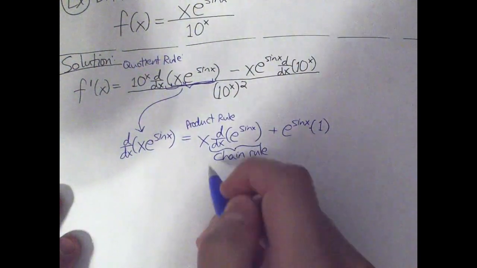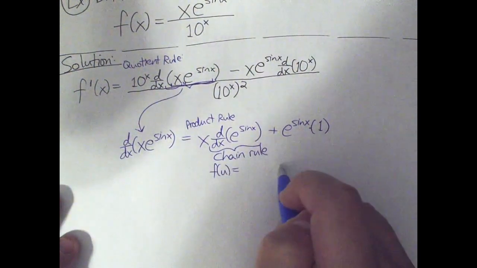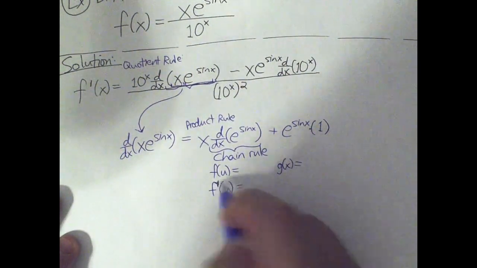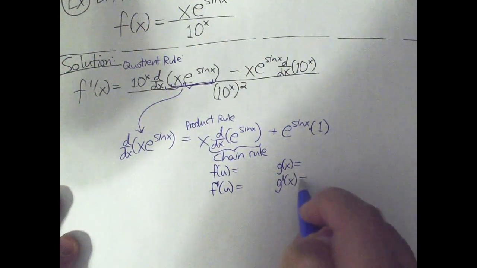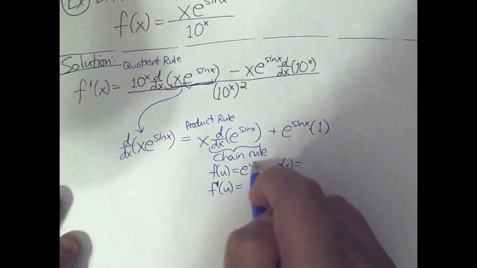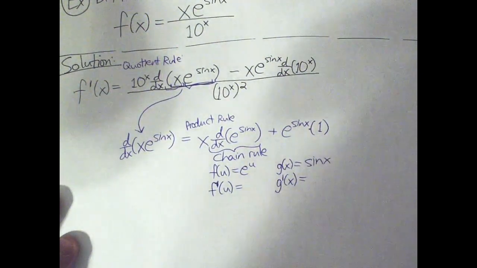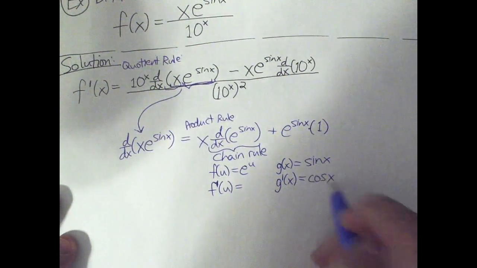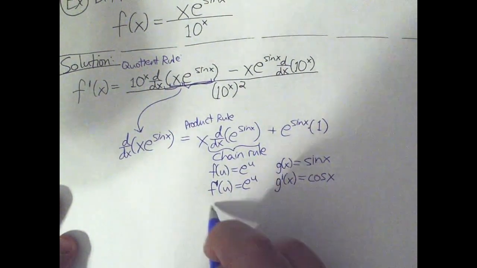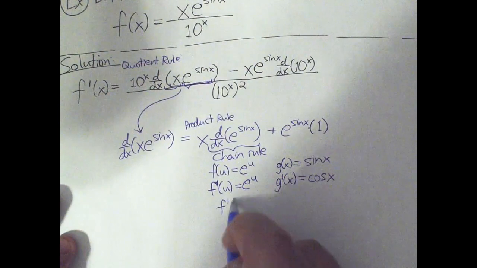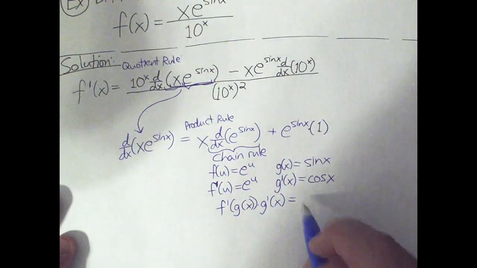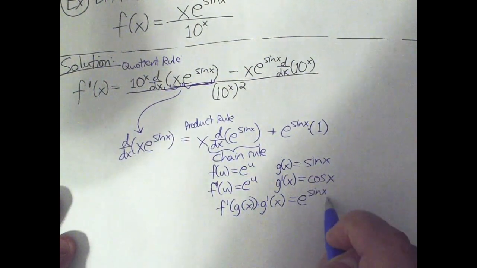E to the sine x. So let's set up f of u, g of x, f prime of u, g prime of x. e to the sine x. So e to the u is the thing on the outside. Sine x is the thing on the inside. Luckily, the derivatives of each of these are not that bad. The derivative of sine x is cosine x. The derivative of e to the u is e to the u. The chain rule formula says this. So e to the sine x times cosine x.